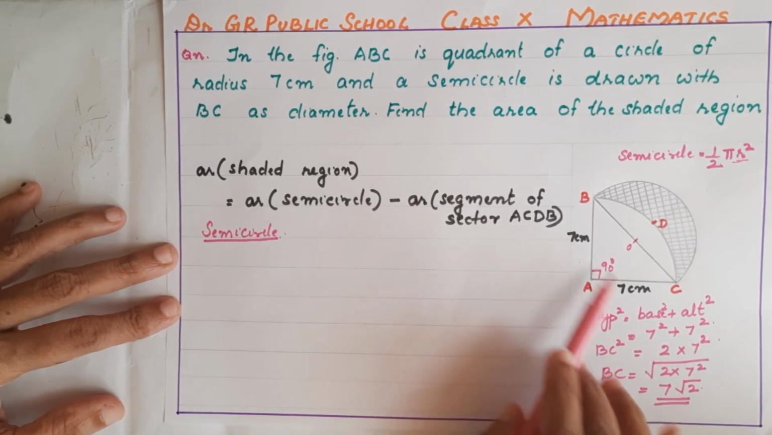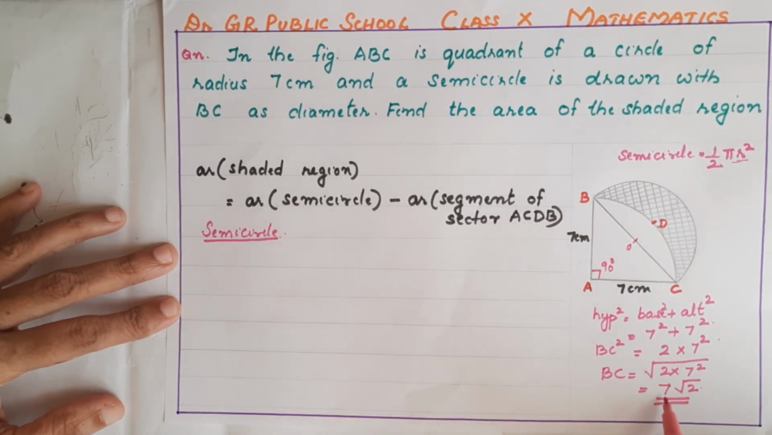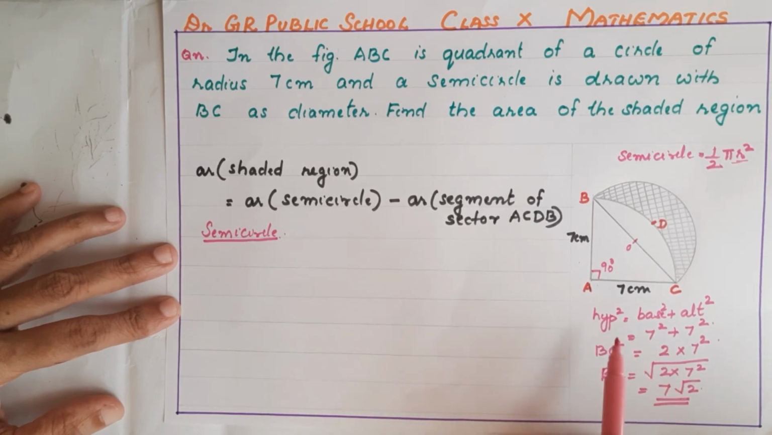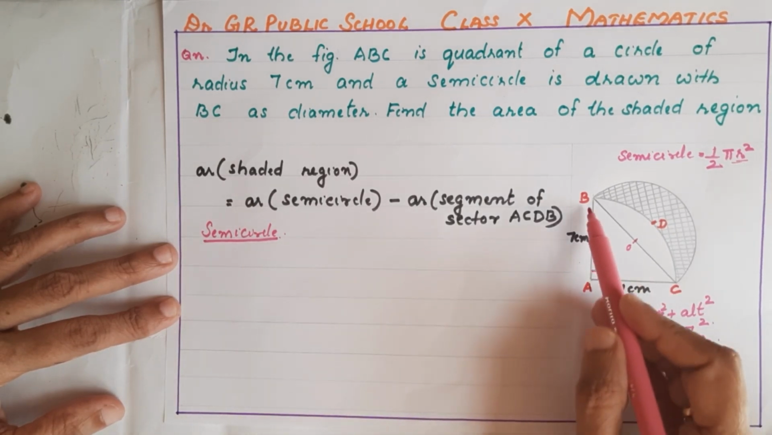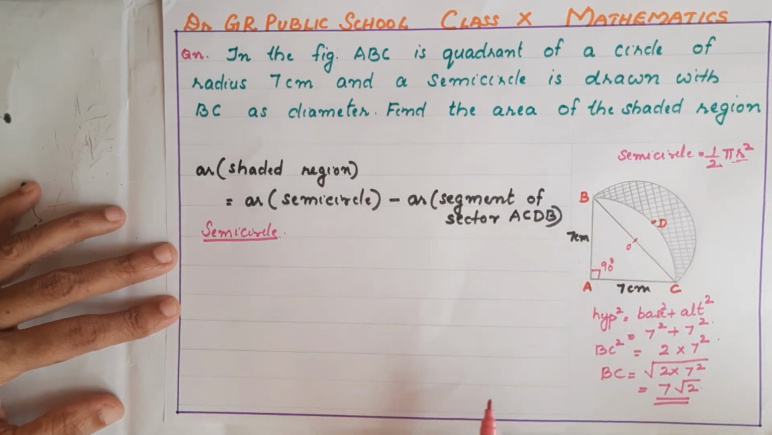Okay, so here both are 7. So here hypotenuse is root 2 into 7. That is 7 root 2. Okay, you have to remember this always. So you can avoid this much calculation. Okay, in higher classes also you need this concept. So remember that if both base and altitude are A, then we can take the hypotenuse as root 2 into A.